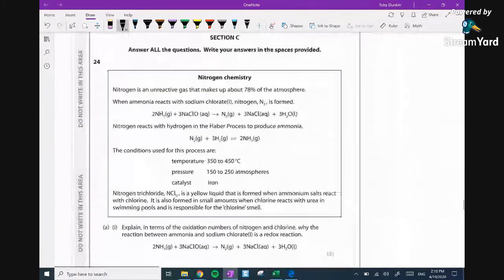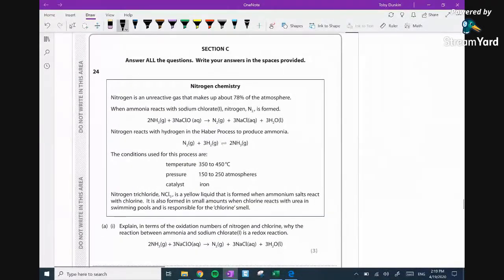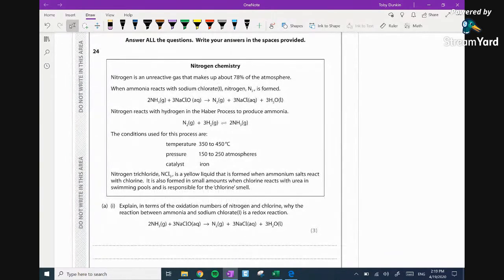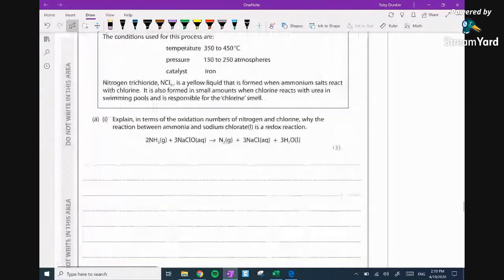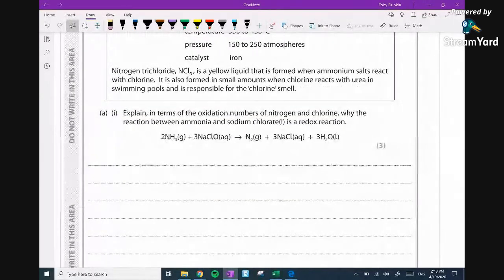Next, section C. Cool, we're heading towards the end of the paper now, really, folks. Okay, this looks like it's going to be complicated. Explain in terms of the oxidation. By the way, I'm jumping straight into the question rather than reading all the waffle. Don't see an awful lot of point in it. Explain in terms of the oxidation numbers of nitrogen and chlorine why the reaction with ammonia is called a redox.